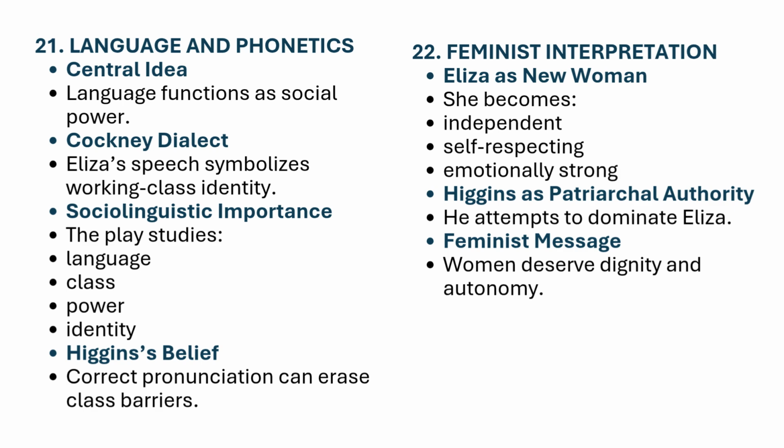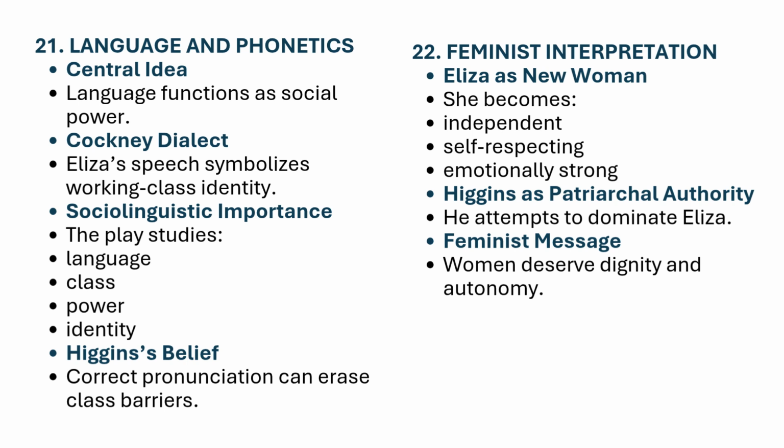The best example is Eliza Doolittle. At the beginning of the play, Eliza speaks in a strong Cockney dialect, which was associated with the working-class population of London. Her accent immediately identifies her social position. People assume she is uneducated, poor, and socially inferior before they know anything about her character. As a result, Eliza's speech becomes a symbol of working-class identity. Shaw uses this situation to criticize a society that judges people according to accent rather than ability or personality.